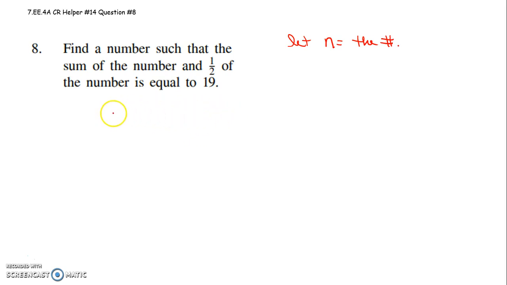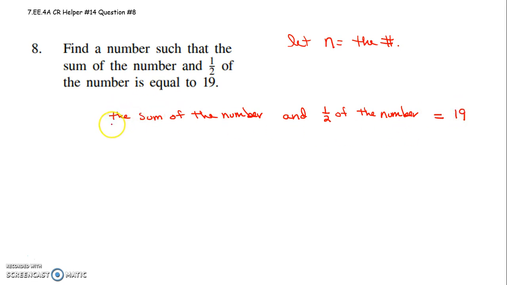So it says, the sum of the number and 1/2 of the number is equal to 19. So I'm just going to go ahead and translate this. The sum means we'll have addition. So I know I'll have an addition here. The sum of the number, I called the number n. So we need to put an n on one side of the addition sign.